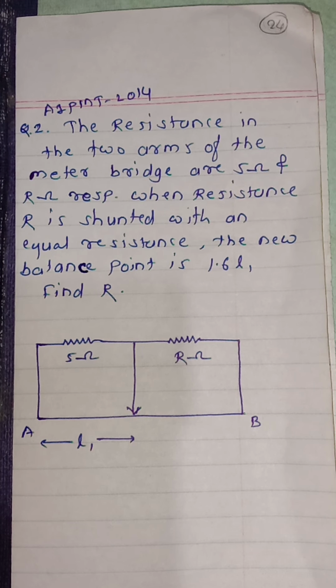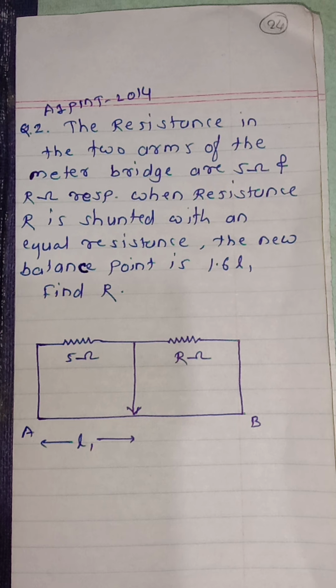This problem was asked in the AIPMT 2014 examination. The resistances in the two arms of the meter bridge are 5 ohm and R ohm respectively. When the resistance R is shunted with an equal resistance, the new balance point is 1.6 L1. Find R.